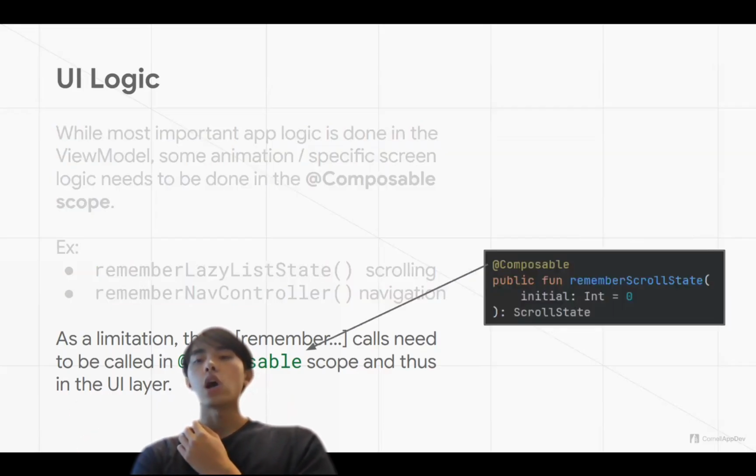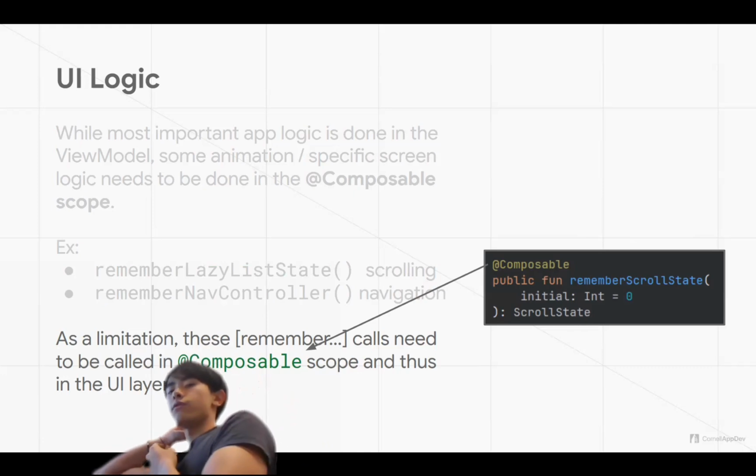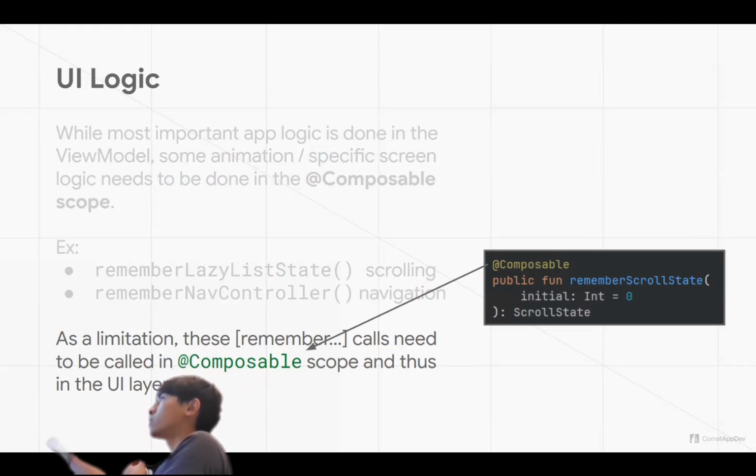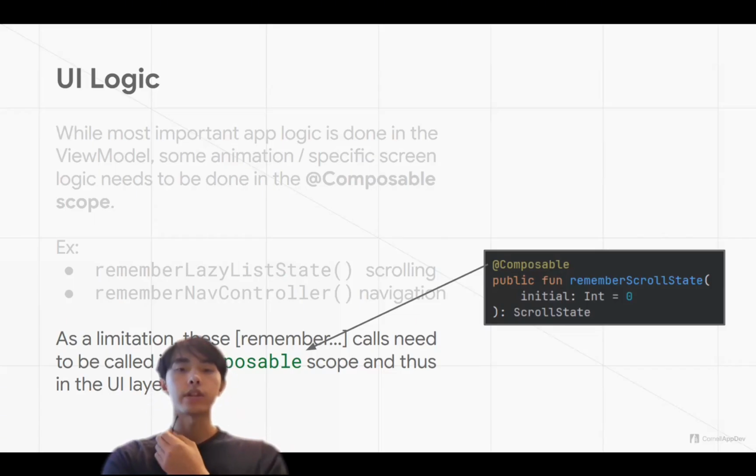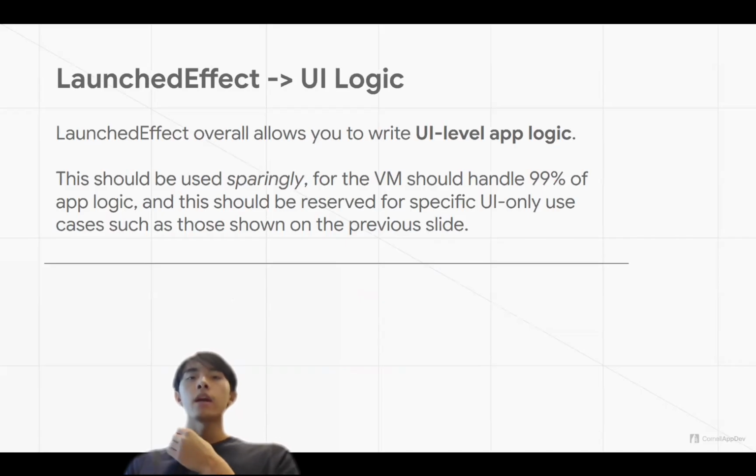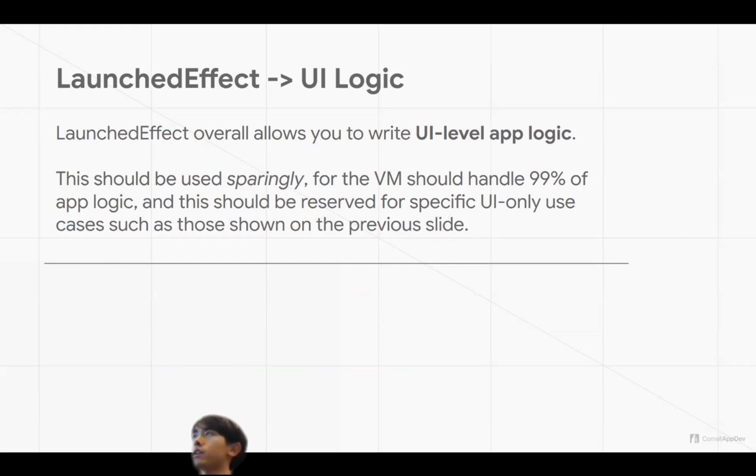This is an example of a real function, the scrollable modifier, if you put that on a column to make it scrollable. You can see here that it has the composable annotation, even though it isn't necessarily a UI component. It just gives you this scroll state that allows you to do things like scroll to the top or scroll to the bottom. It's still a composable function, which means it needs to be called in a UI scope, in your UI layer.